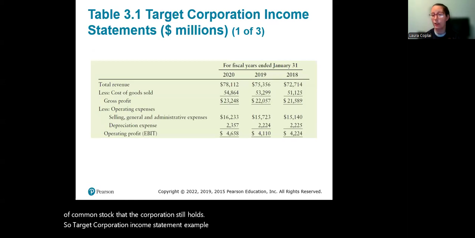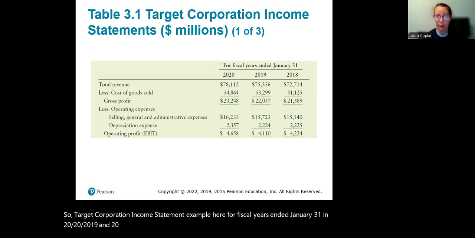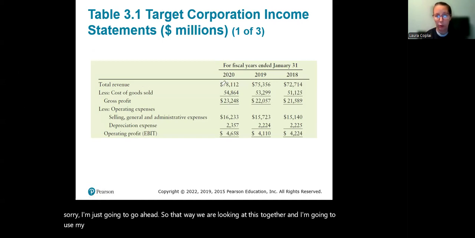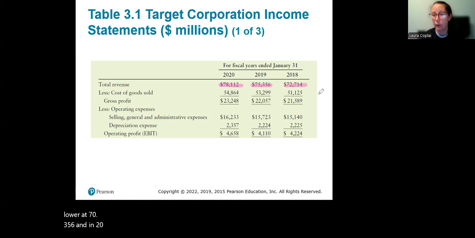For fiscal years ended January 31 in 2020, 2019, and 2018. So the first line you see here, we have total revenue. I'm just going to go ahead so that we are looking at this together, and I'm going to use my highlighter here. So total revenue in 2020, we're looking at $78,112. In 2019, it was a little lower at $75,356, and in 2018, $72,714. So if we're looking at revenue, it looks like we've actually grown, which is great as a company.